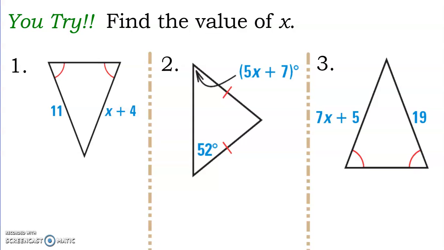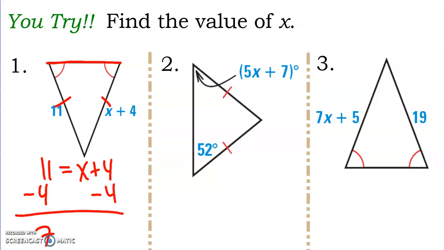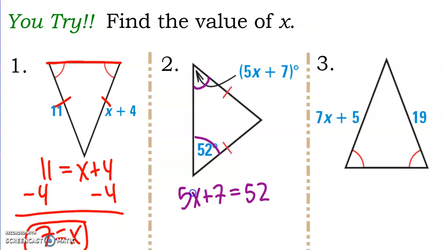So here's 3 Try problems. I'll go through them. Base angles, there's my base. Base angles are congruent, which means my side lengths are congruent. So I can set them equal, and we get 7 equals x. Here my 2 side lengths are congruent, which means my 2 base angles are congruent. So 5x plus 7 equals 52 degrees. Subtract 7 from both sides and divide 45 by 5, and we get x equals 9.